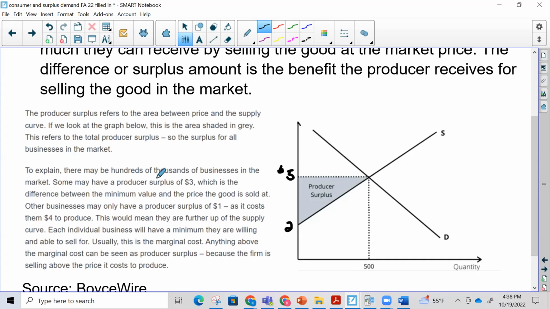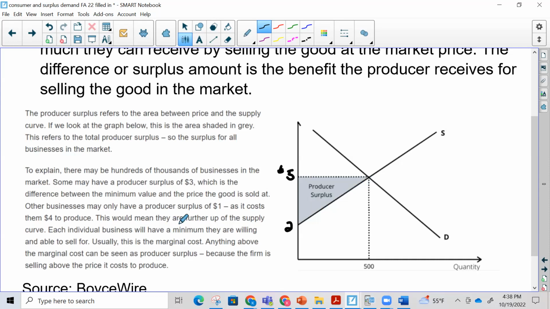So to explain, there may be hundreds of thousands of businesses in the market for this particular good. We're looking at one good. Some may have a producer surplus of $3, which is the difference between the 2 and the 5. So it'd be these producers that are willing to sell it at $2. Some may have a producer surplus of $1, so they'd be up here, and it costs them $4 to produce. This means they're further up on the supply curve.